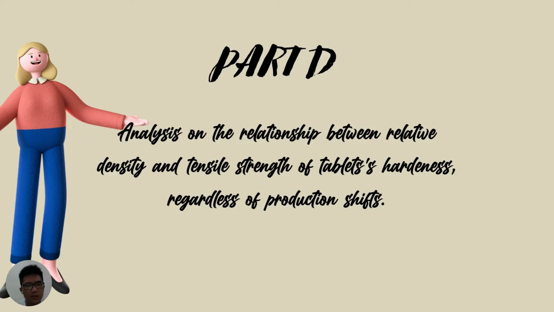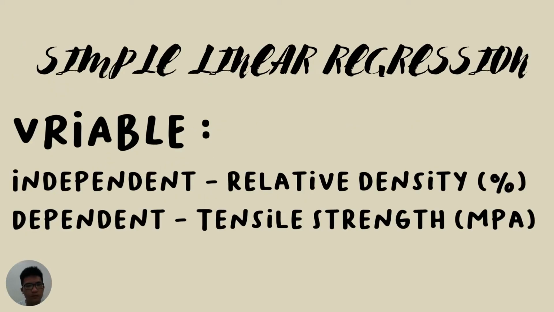Hello everyone, my name is Wilson. Today I would like to discuss Part D, the analysis of the relationship between the relative density and the tensile strength of the tablet hardness regardless of the production shift. Simple linear regression is used. The independent variable is the relative density, and the dependent variable is the tensile strength.